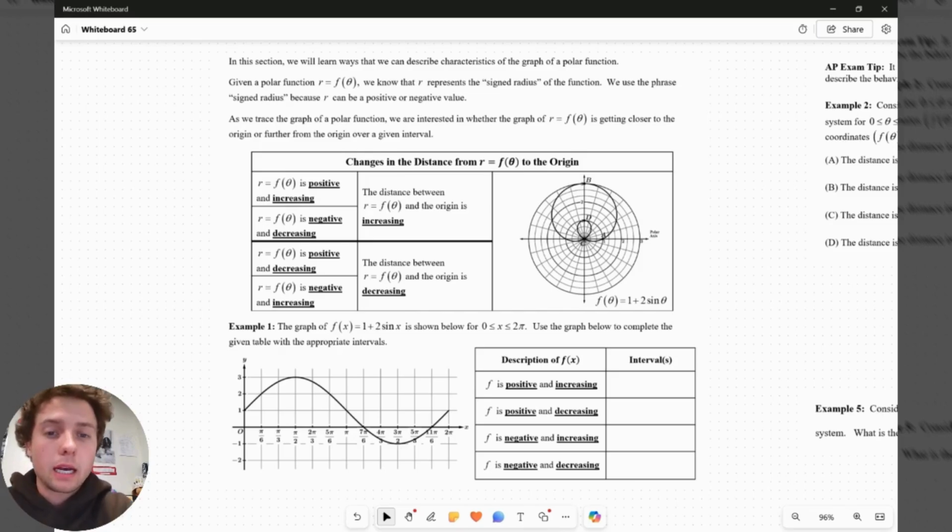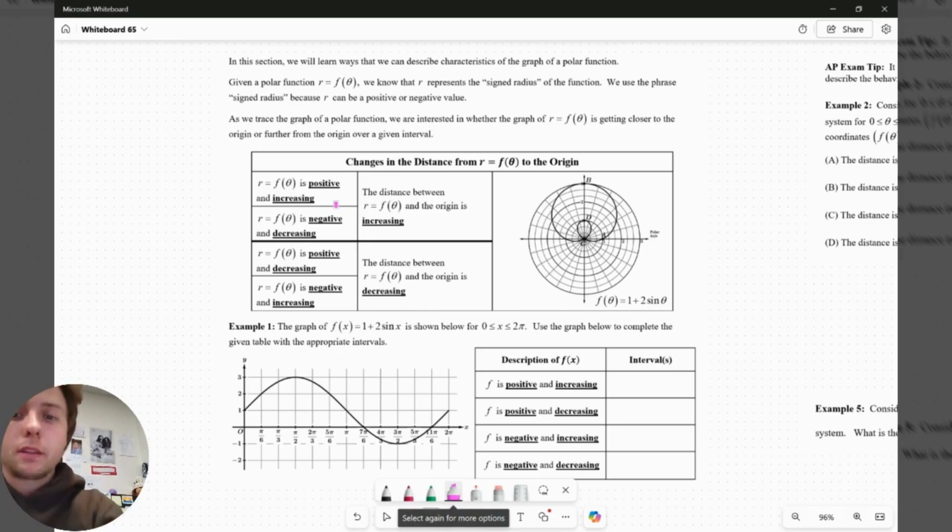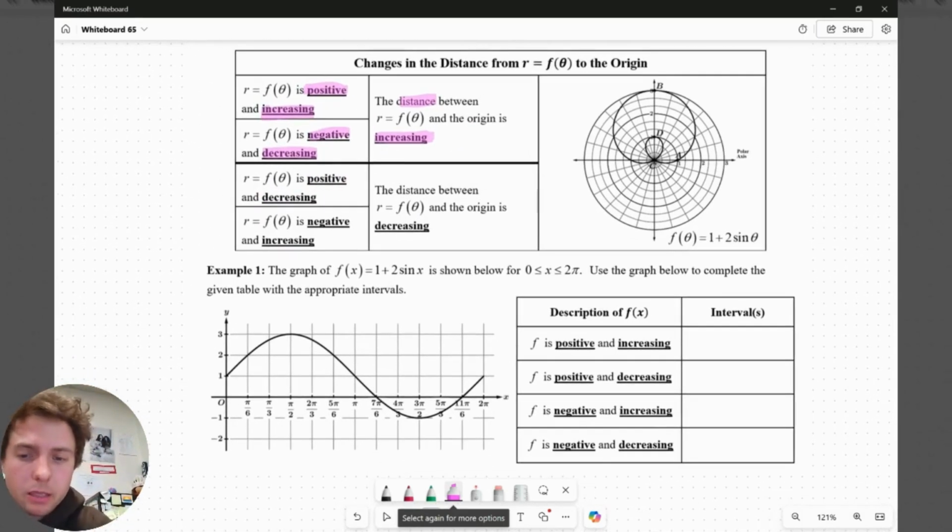Okay, let's go ahead and look at this. What we want to be able to analyze is the distance from the origin and whether that is increasing or decreasing. There are a few things you can look at. If the function is positive, meaning above the x-axis, and increasing, meaning the function is going up, that would mean your function has a distance that is increasing. If it is negative and decreasing, below the x-axis and going down, the distance from the origin is also increasing.